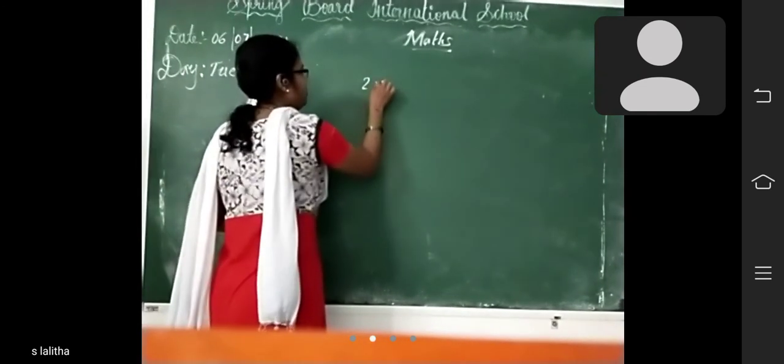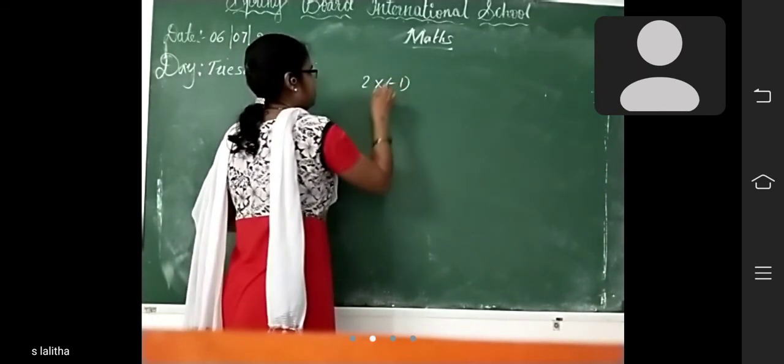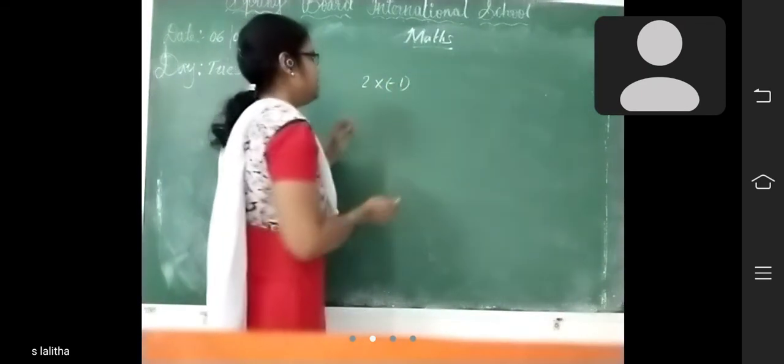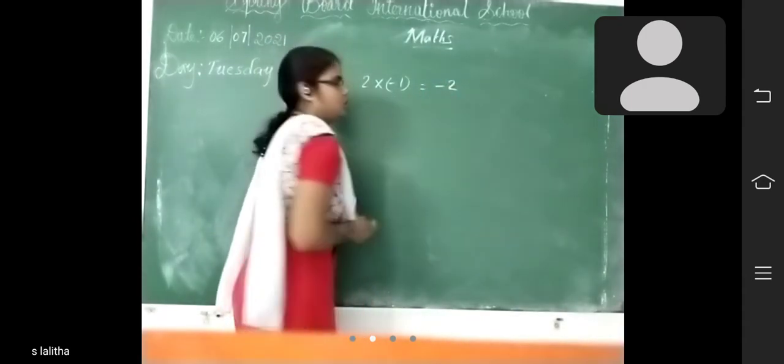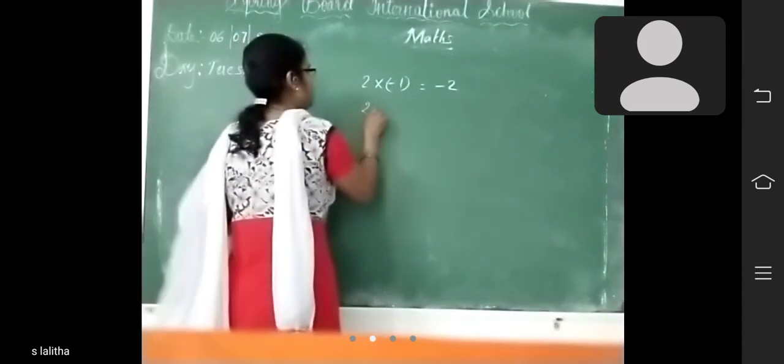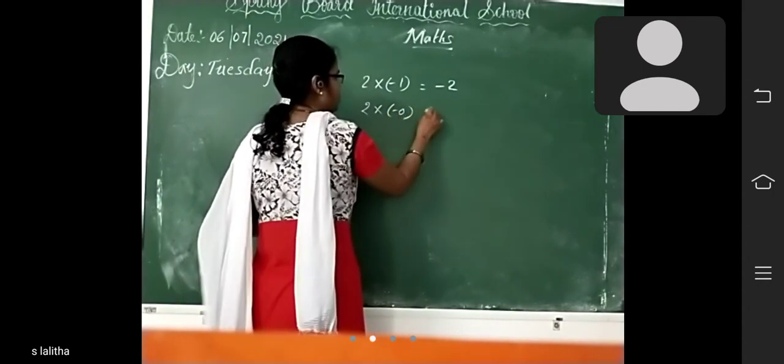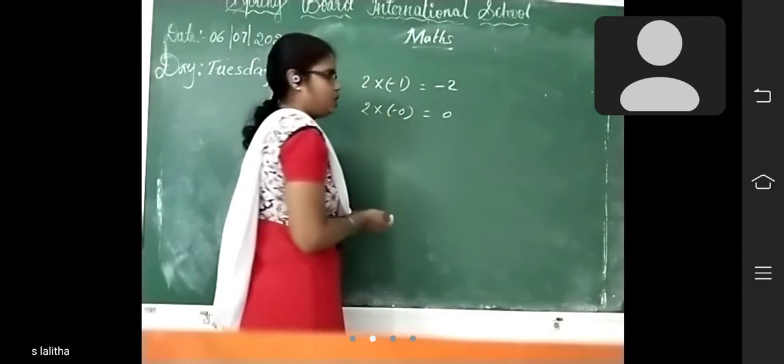Now, 2 into minus 1. How to write? Minus 2. Okay. 2 into 0, that is the answer. 2 zeros, 0.